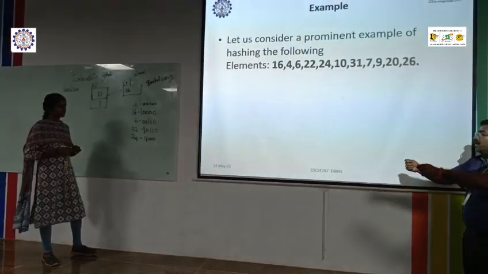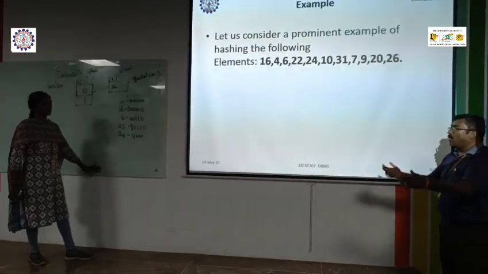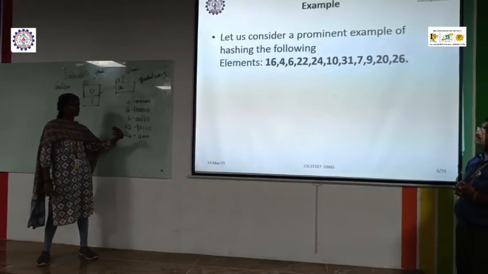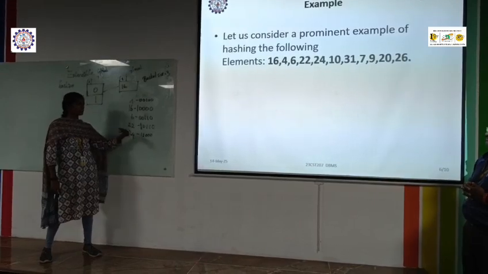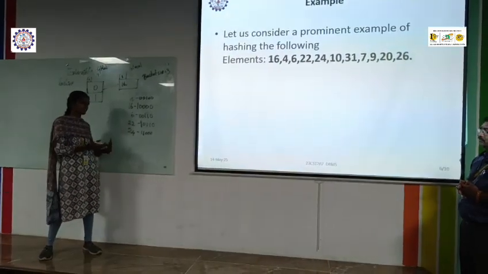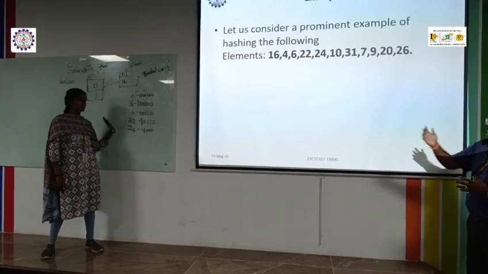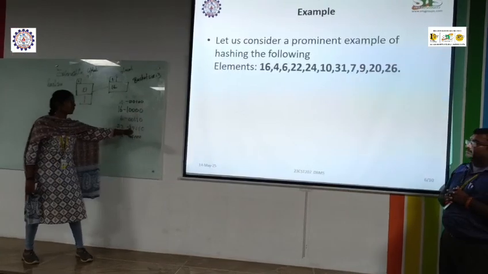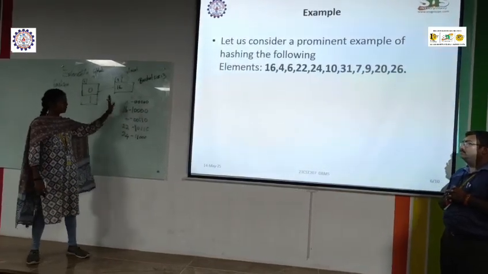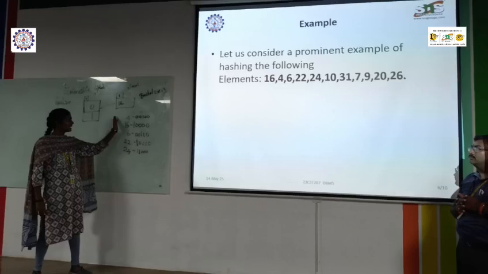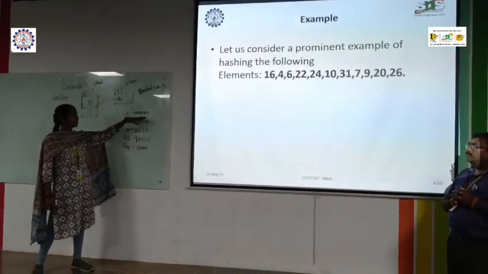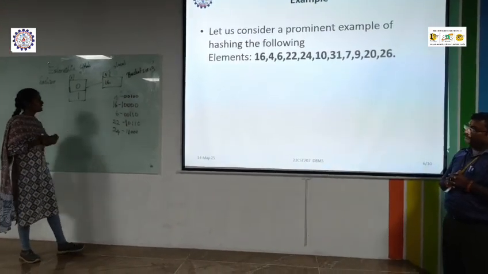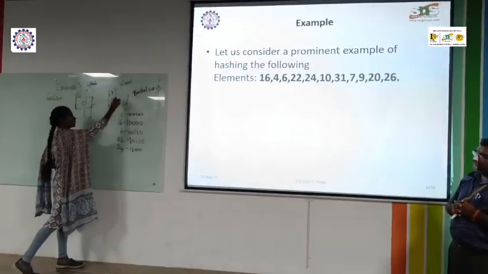Ma'am, suppose the bucket size is 3, what happens? If the bucket size is 3, then we have to move to the last two digits, and after that we rearrange the elements and fill them in. So after 16, the next element given is 4. Again we write the binary number for 4 and consider the last digit. For 4 also the last digit is 0, so we place 4 here also.